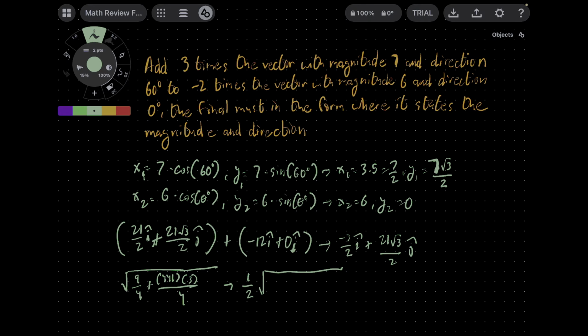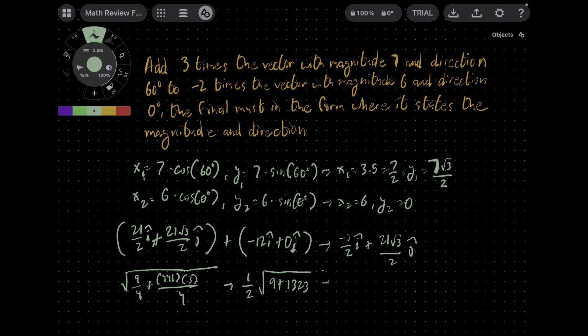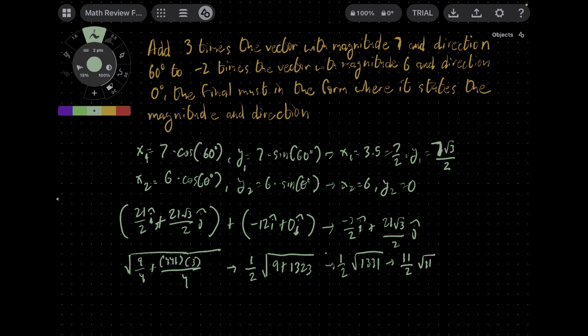So then 9 plus 441 by 3. 441 multiplied by 3 would be 1323. So after that, if we add that up, we get 1331. So 1 by 2 multiplied by the square root of 1331. Now 1331 is 11 cubed, so we would have 11 multiplied by the square root of 11. So 11 divided by 2 multiplied by the square root of 11 would be our magnitude.